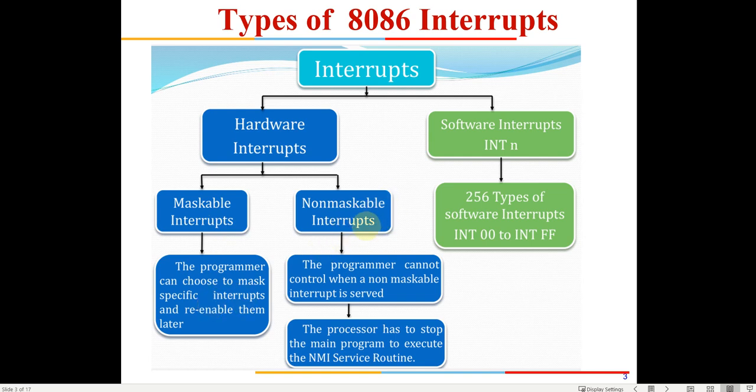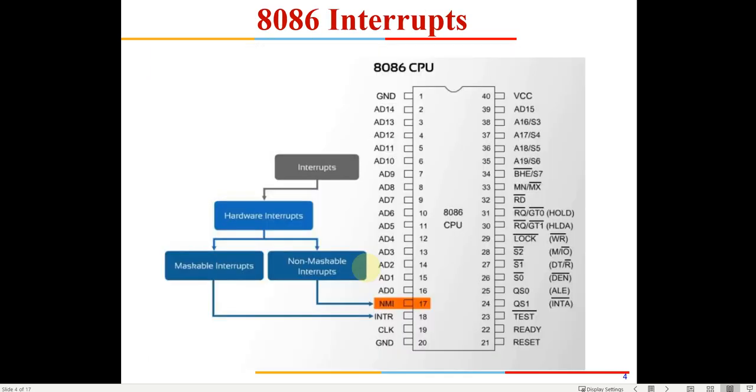Whereas a non-maskable interrupt, whenever it is triggered, is not dependent on the setting of the interrupt bit in the flag register. This is the highest priority interrupt. Whenever this interrupt signal is given to the 8086 microprocessor, it will just finish whatever instruction it is doing and then execute the non-maskable interrupt. So this is one of the most important interrupts. Let's see how it is triggered.